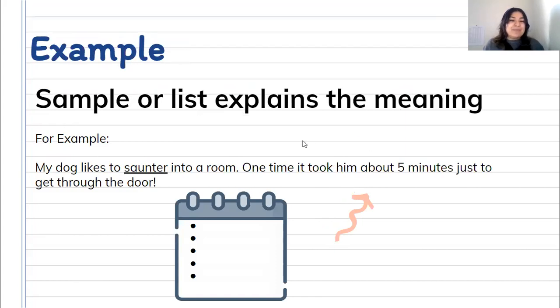Now we move on to example. And like we said earlier, an example is either a sample or a list that explains the meaning of the unknown word. Continue on with this story of the dog. It says, "My dog likes to saunter into a room. One time, it took him about 5 minutes just to get through the door." So that second sentence right there gives us that example of what saunter means, right? It took the dog 5 minutes to get through a door. That means that it took him quite a while to get through, which could give us the idea that he's walking slowly.